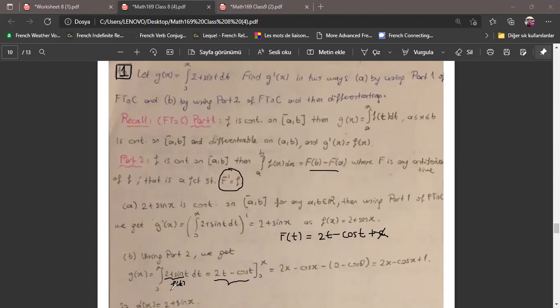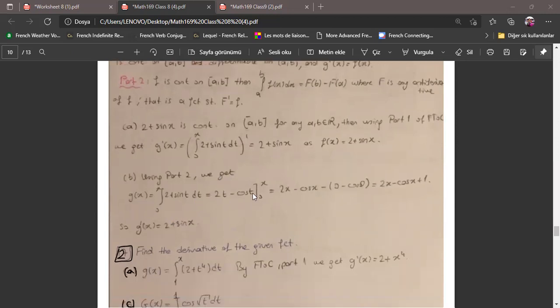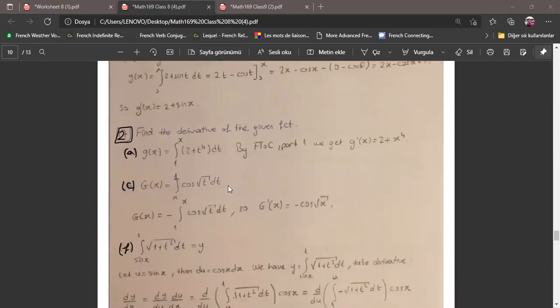Now, what's the derivative of g then? This gives only g of x, right? The derivative of g is then the derivative of this with respect to x. So we get 2 plus sine x, okay? As you see, the same result as the previous one, of course. So we're done with this question. So we will apply this theorem again to find the derivatives of these functions.